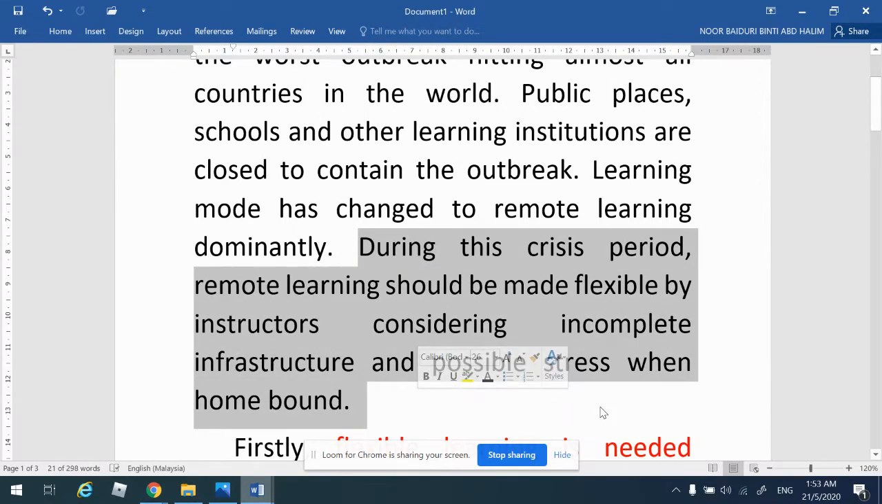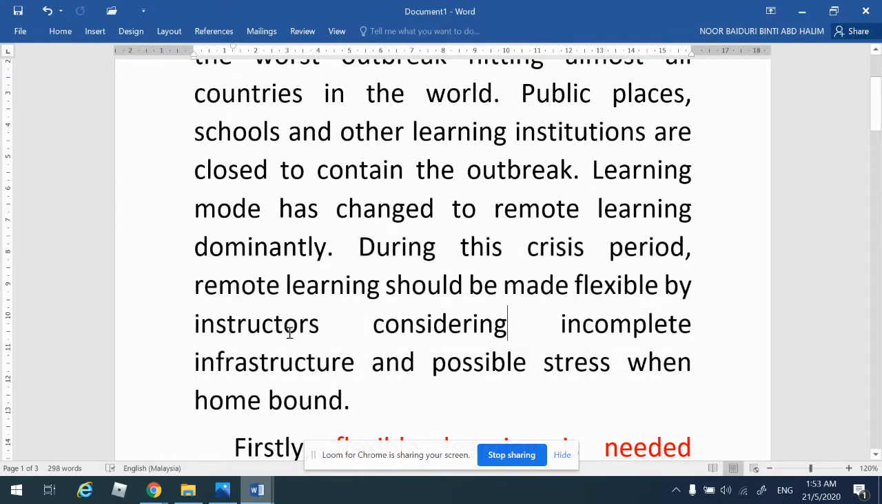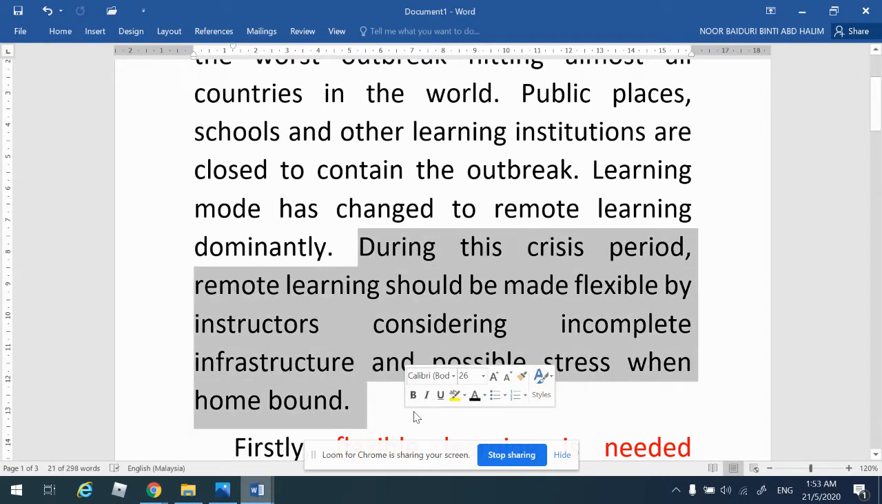A thesis statement is one statement which contains the main ideas that you will present in your paragraphs, in your essay. Meaning that when people read your thesis statement, they know what they're going to read next in your other paragraphs. So they know that in the next paragraph, they will read about incomplete infrastructure, your arguments, and they will also read about possible stress. These are the two main ideas in my essay. So when you have this, you have a very good thesis statement.